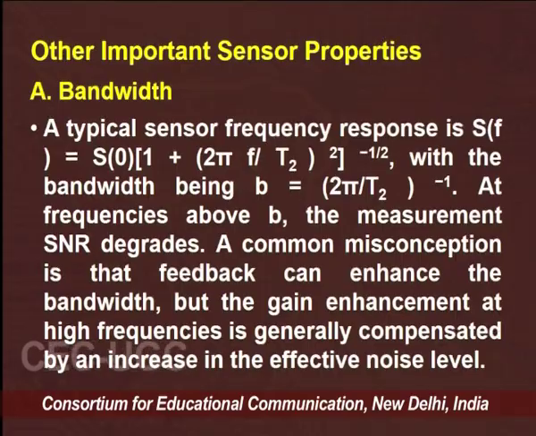So first is the bandwidth. A typical sensor frequency response is S(f), defined by S0 over the square root of 1 plus (2 pi f T2) squared, with the bandwidth being B equal to (2 pi T2) inverse. So at frequencies above B, the measurement SNR degrades. Signal to noise ratio will degrade.